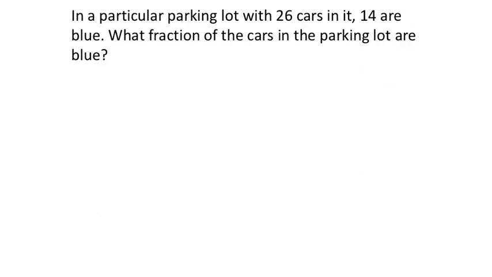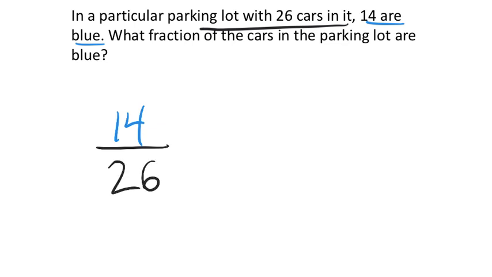So this one, what fraction of the cars in the parking lot are blue? In particular, a parking lot with 26 cars in it, 14 are blue. So we're looking at a part-to-whole comparison, or an amount-to-total, right? Doesn't really matter how you classify it. But what I notice here is that the blue cars, which are 14, that's not all of the cars, right? So it's only part of the cars, which is 14. That must be our numerator. Then it says there was a total of 26 cars, and we know totals go in the bottom. So 14 over 26 would be the fraction that we're looking for here.